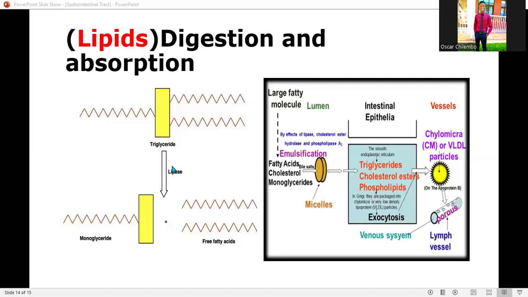I've talked about the emulsification process, which is very important. Now lipase can act on these emulsified fats. Lipase can further act on these same triglycerides to form the monoglycerides and the free fatty acids. Now we've broken down these lipids into individual or smaller units.